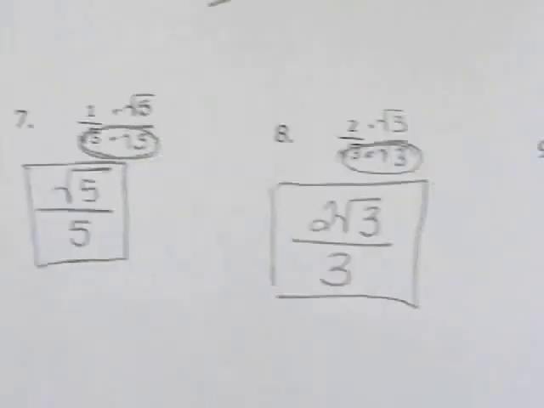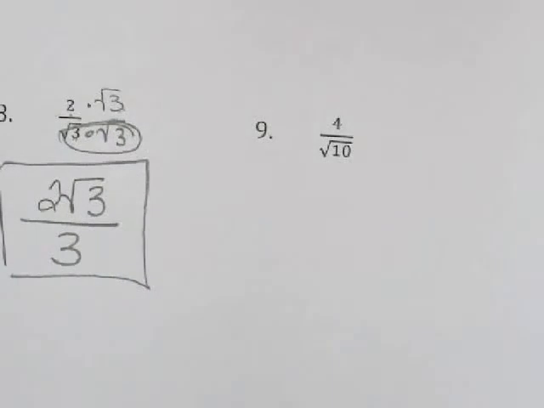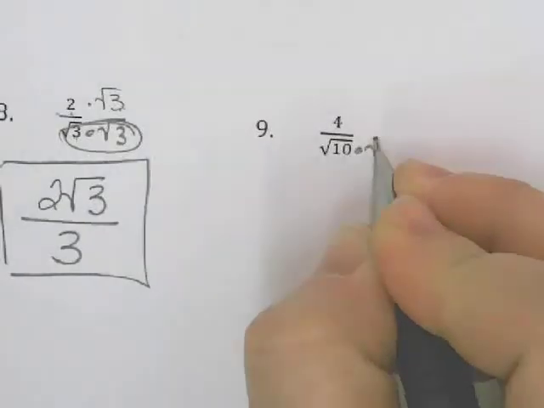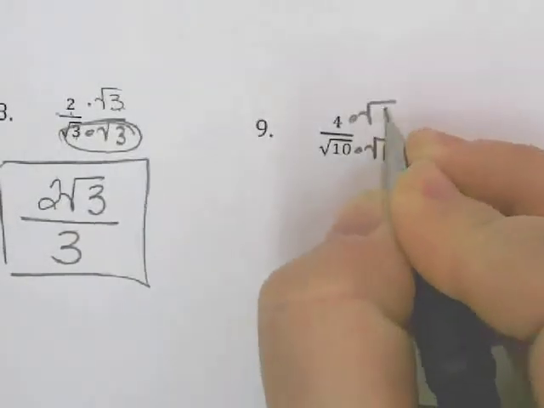All right, number 9. I said to reduce. That's the only hint I gave. But you can't reduce if things are in and outside. They have to be in the same position. So since these are not in the same position, I can't do anything right now. What I'm going to do is get rid of that square root of 10 by putting it on the top and bottom.